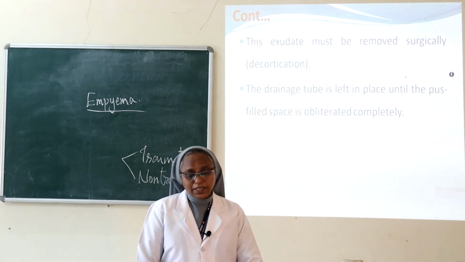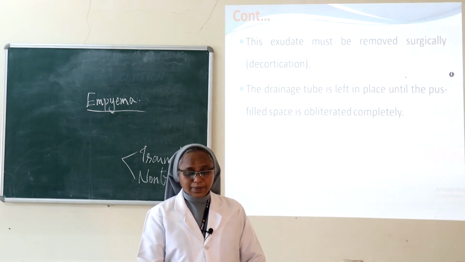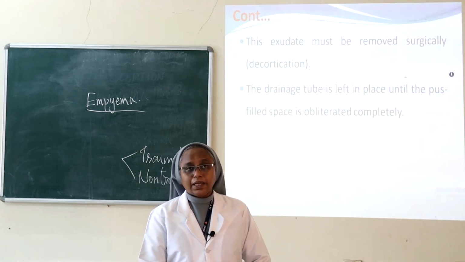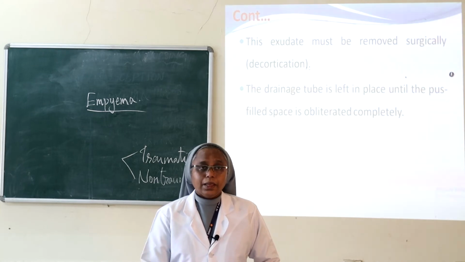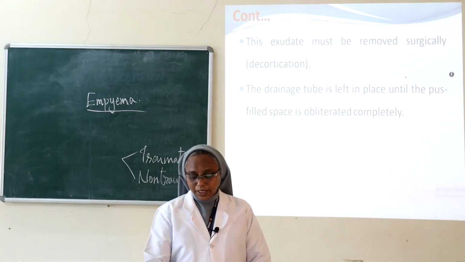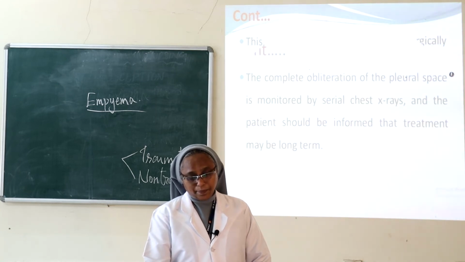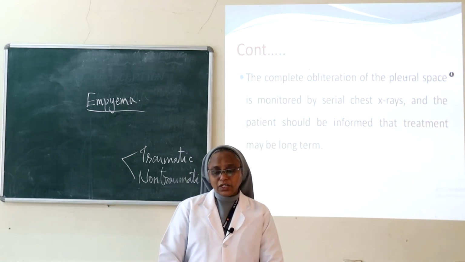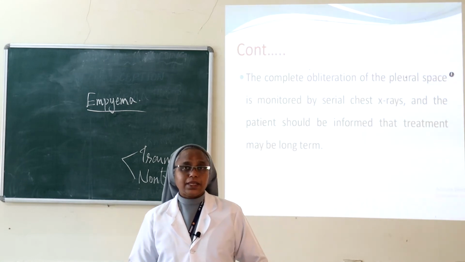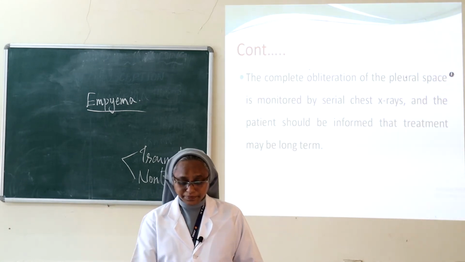The drainage tube is left in place until the pus filled space is obliterated completely. After decortication, we will be keeping a drainage tube inside the pleural space till the fluid is completely removed. The complete obliteration of the pleural space is monitored by serial chest X-rays.